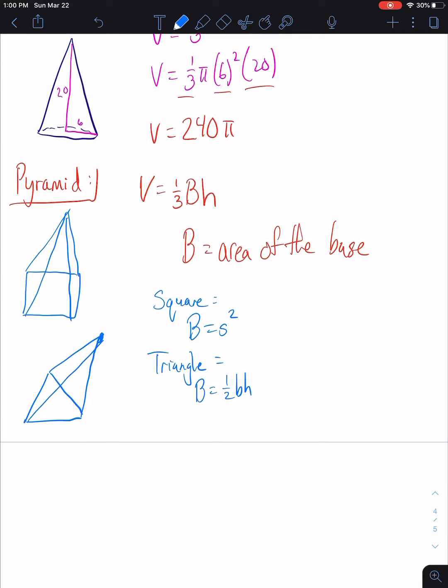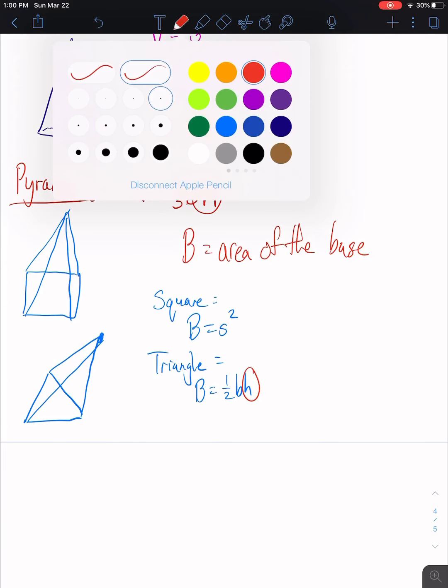This lowercase h, so it's important to note if we're talking about a triangular base pyramid, that this h and this h are going to be different. Okay, one is the height of the pyramid, one is the height of the base. So just be careful with that. Okay, that's one place where it can get kind of tricky.